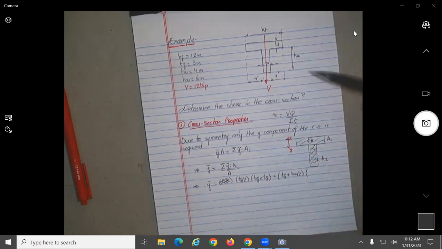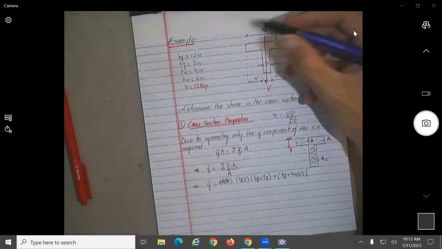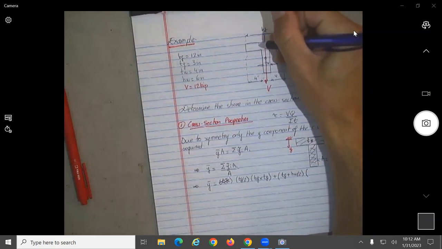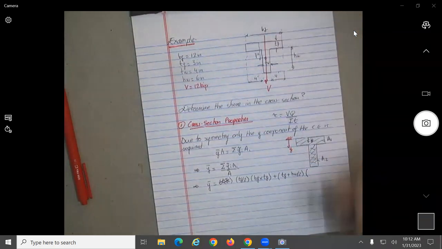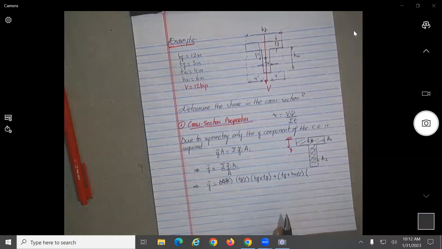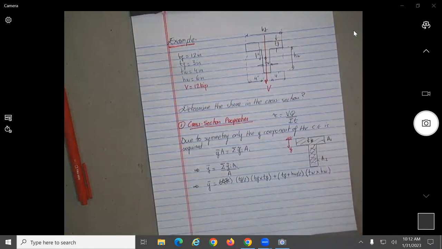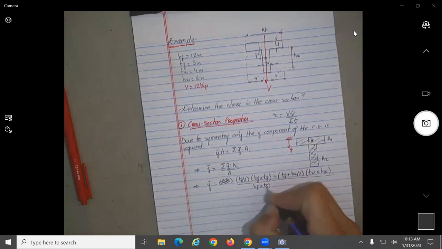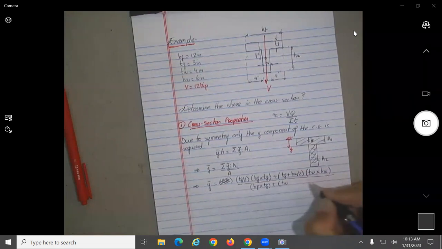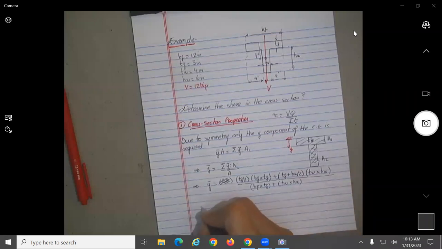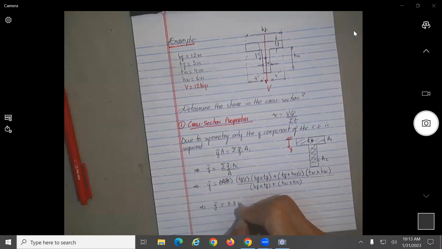We're not finding A2 now. We're finding the distance from here to here, y2. We're not doing the area first, we're first doing the distance. Now the area would be T W times H W. Is that clear for everybody or not? And you divide this by the total area, that would be B sub F times T sub F plus T W times H W. And if I didn't make any mistake, this gives you y is located at 3.3 inches from the top.